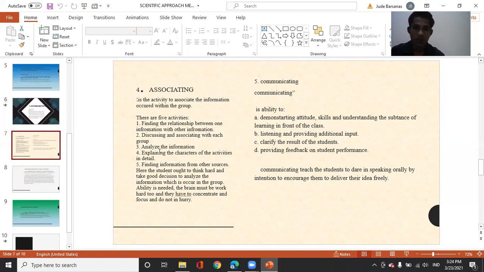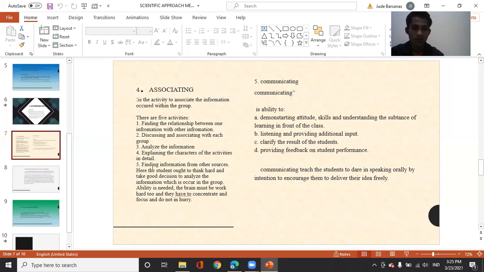Here in analyze, the students should work like a detective, to search well and analyze the problem that happened in the object that became their observation before. And number four, explaining the characters of the activities in detail. The students should try to explain the characters of the activities, how and why.